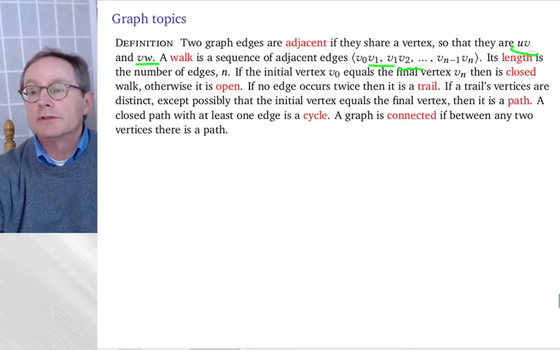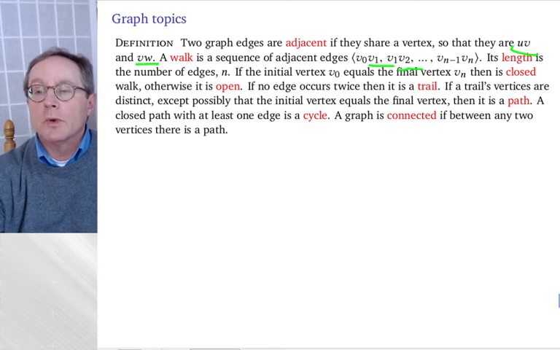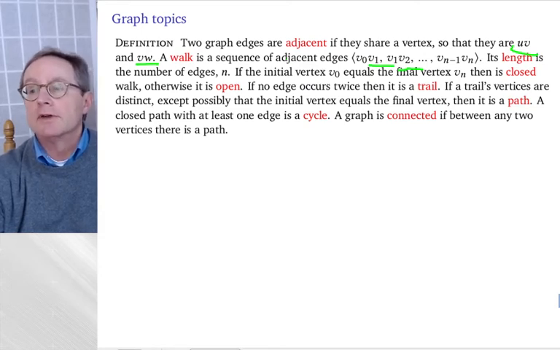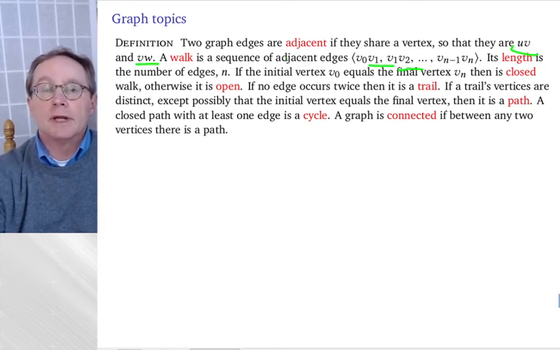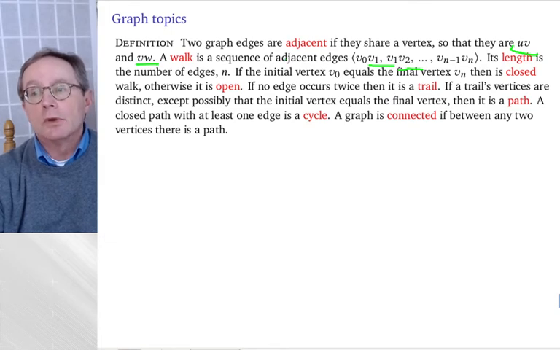If the vertices are distinct, except maybe that the initial vertex equals the final vertex, then it's a path, so no vertex occurs twice. A closed path with at least one edge is a cycle, and finally a graph is connected if between any two vertices there's a path. So a lot of vocabulary words.